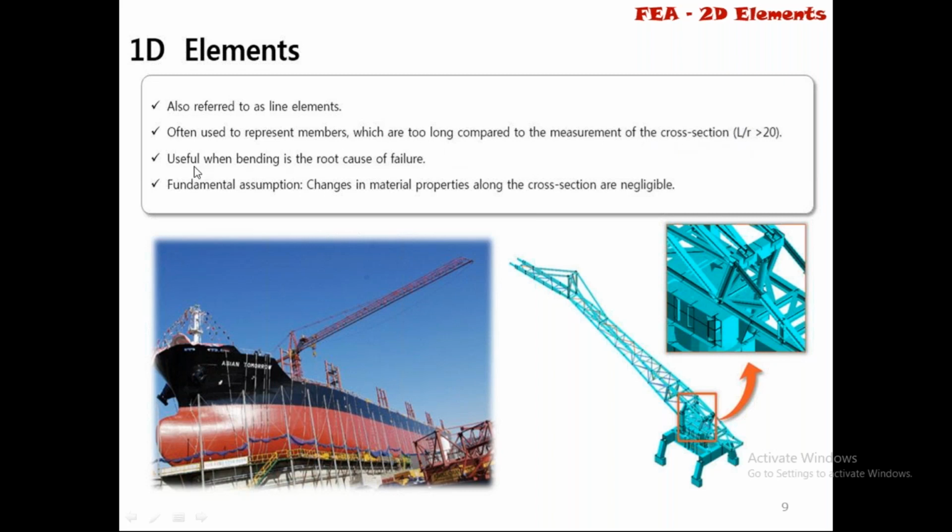Then it is useful when bending is the root cause of failure. The fundamental assumption is that changes in material property along the cross section are negligible, meaning the area of cross section is uniform and the property is the same, that is homogeneous. This is a practical application of the element. Here is a figure of a crane. That crane is made up of several linkages, and those linkages are considered 1D elements for analysis. So this is our practical application.